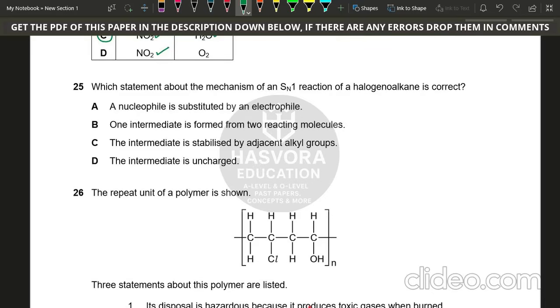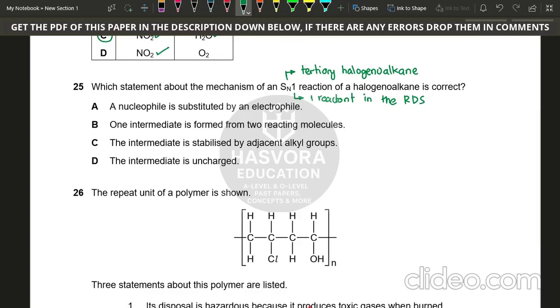So question number 25 says, which statement about the mechanism for SN1 reaction of halogenoalkane is correct? Now SN1 is a nucleophilic substitution reaction, and it is actually for the tertiary halogenoalkane. Also, the 1 in SN1 indicates that there is only one reactant in the slow step, or you can say in the rate determining step. Okay, so let's see what the statements are.